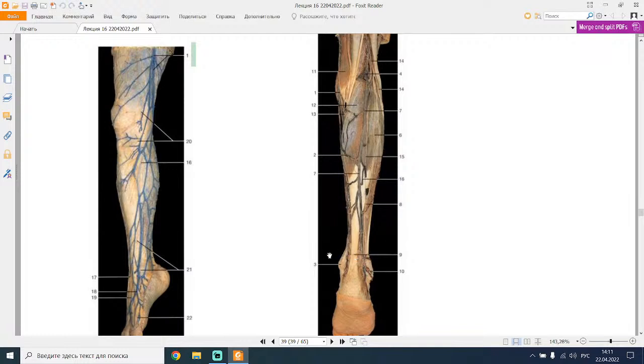Malleolus lateralis, malleolus medialis. This is malleolus medialis.